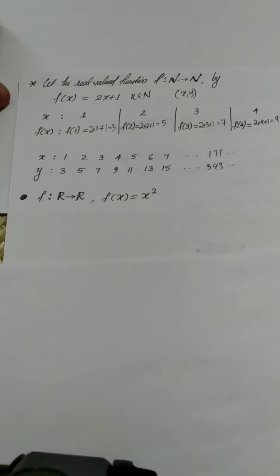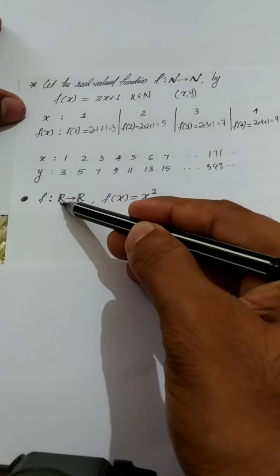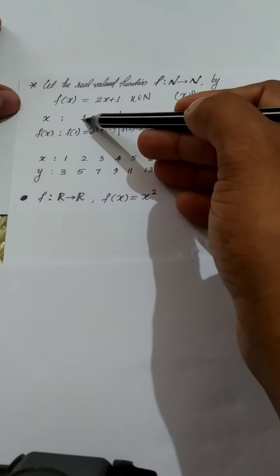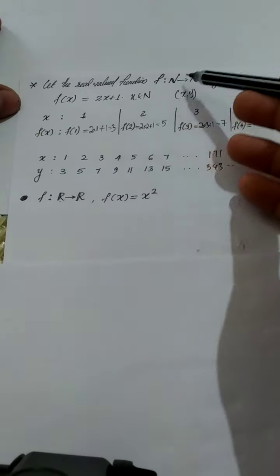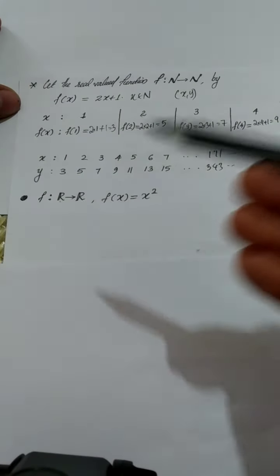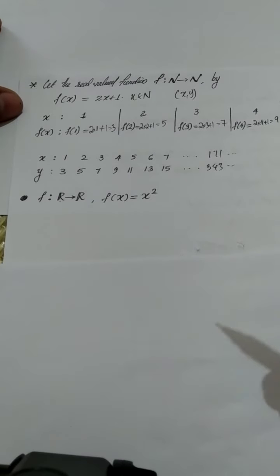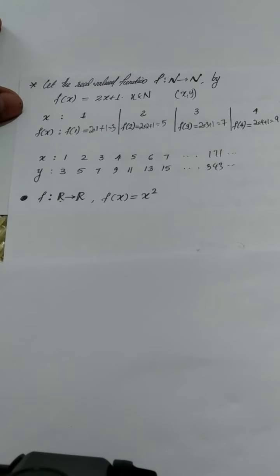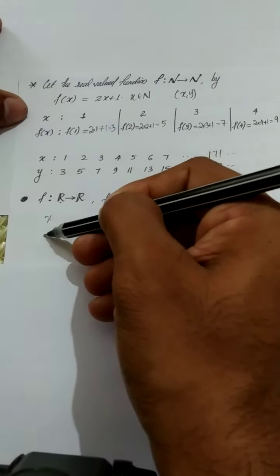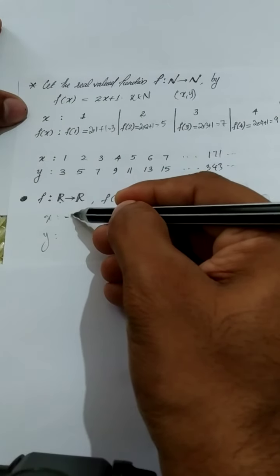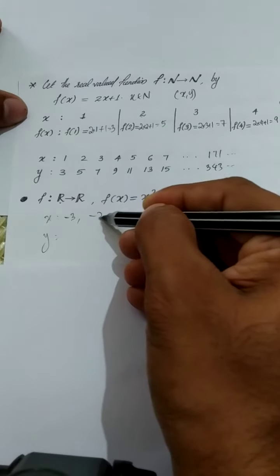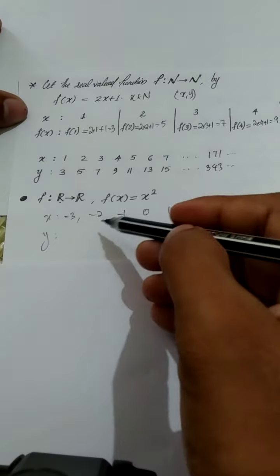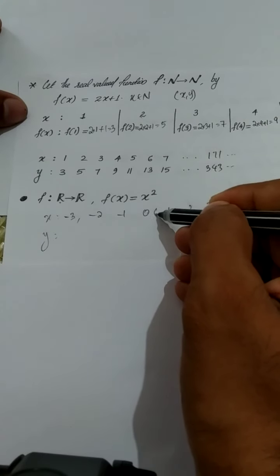f(x) equal to x square. So here R is the set of all real numbers. Before, this was the set of all natural numbers, so we can find the first element, second element, third element. But in the set of all real numbers, we cannot find the starting number or the next number. We cannot count the elements of real numbers. So in this case, we are choosing some arbitrary numbers like -3, -2, -1, 0, 1, 2, 3. Actually, in between 0 and 1, we can find 0.5.